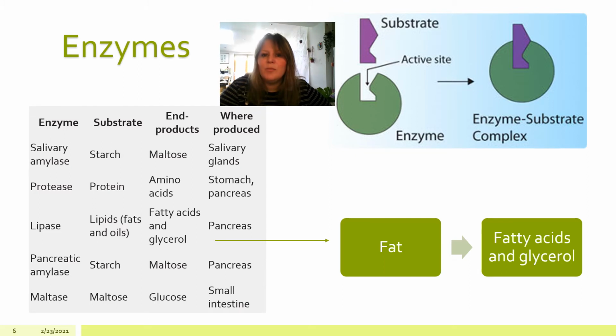So on a scale of 1 to 14, where 7 is neutral, below 7 is acidic. For example, gastric lipase works in the acidic environment of the stomach. When stomach contents move into the duodenum, their acidity is neutralized by the alkali bile. So pancreatic lipase works best in alkali conditions.